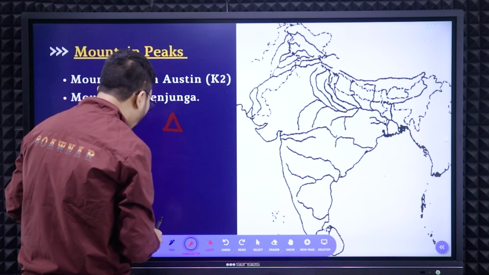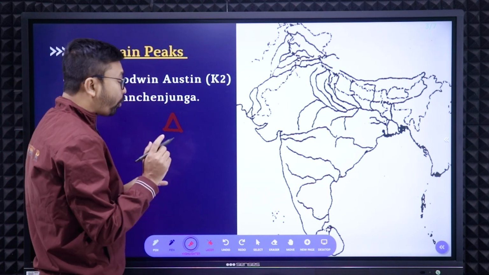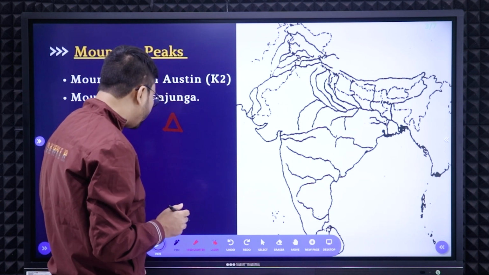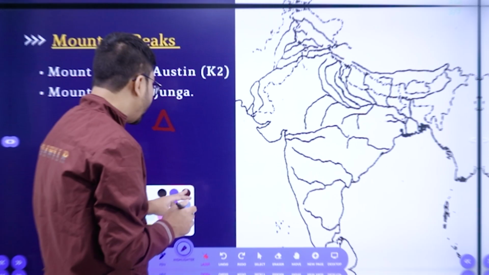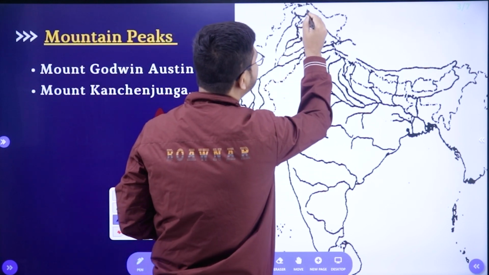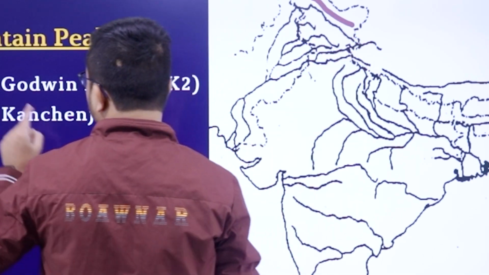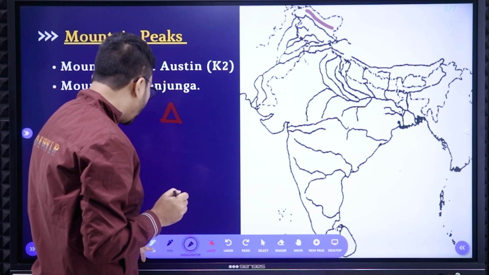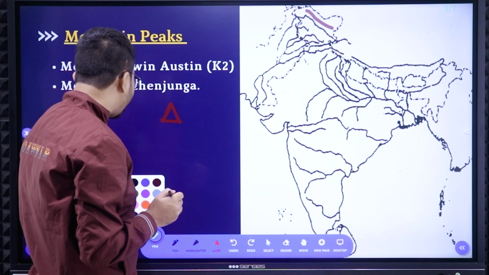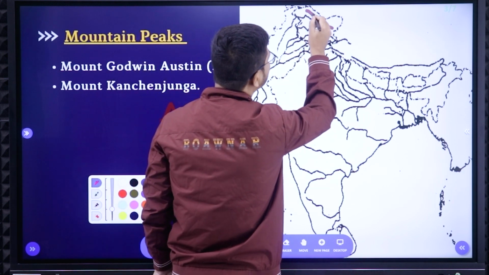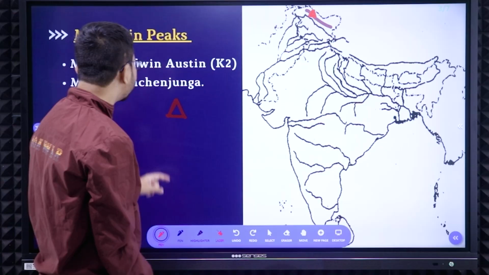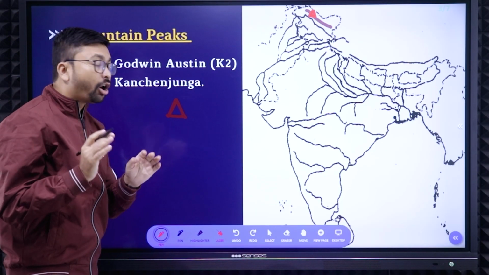Next one, Mount Godwin-Austen. Why did I say Mount Godwin-Austen is located where? It is located in the Karakoram range. So here you have marked the Karakoram range. Now how will you mark Mount Godwin-Austen? You need to mark it with, as I said, a red color triangle, and it should be marked at this particular point only, the triangle like this. That is Mount Godwin-Austen or K2.